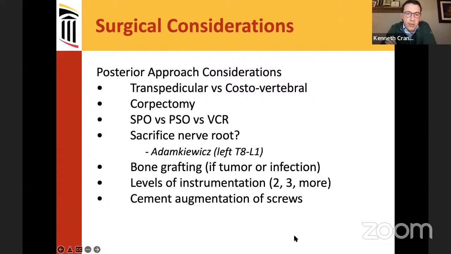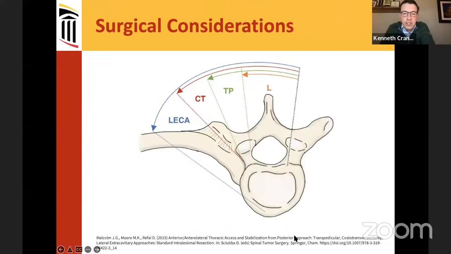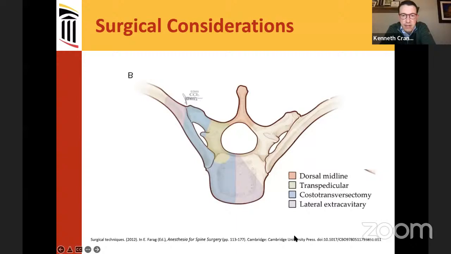We'll present three cases today, and we'll talk a little bit about some of these factors going into those cases. This is just a graphic showing the various approaches, from a laminectomy to a transpedicular costotransversectomy and a lateral extracavitary approach. And this is a graphic sort of demonstrating what you can accomplish from that side.